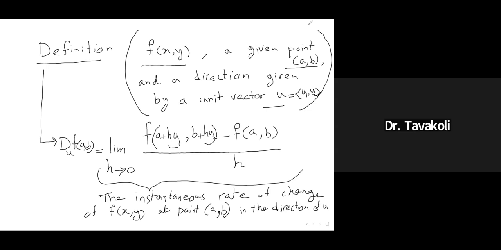But of course, computing the directional derivative using this definition is a little bit long, and instead of using the definition, we use a formula or the theorem that I stated as a note, and that will be helpful to compute the directional derivative. So in fact, the directional derivative of f at the point (a, b) in the direction of vector u is calculated by the dot product of two vectors. So the answer is a number.